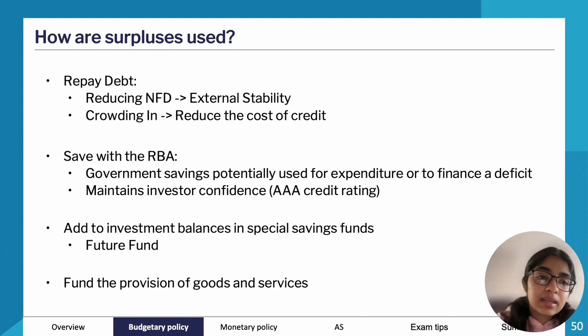But this can lead to crowding in, so it reduces the cost of credit because it's paying back the money. There's more credit available for the private sector. Another thing it can do is it can save with the RBA. So it's basically government savings, and you can finance a debt or you can just save it, and it makes your investors, so people giving you the debt, more confident in you because you have those savings now. It can add to investment balances, so for example the Future Fund, and try to get returns in the future. Or it can, again, spend, so it can use that surplus to provide goods and services.